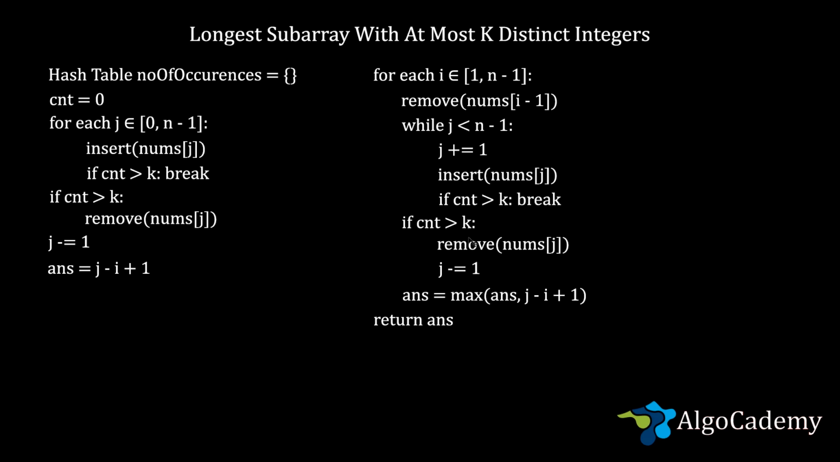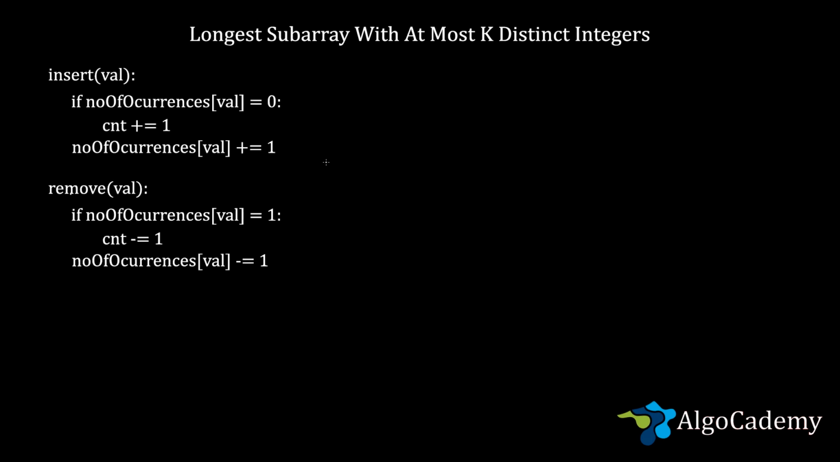So what I'll do, I'll just update the answer no matter what happened. I'll just update the answer with this subarray because I know it is valid. And of course, at the end of the algorithm, I just return the answer. Now, let's take a look at the insert and remove functions. And here are the functions.